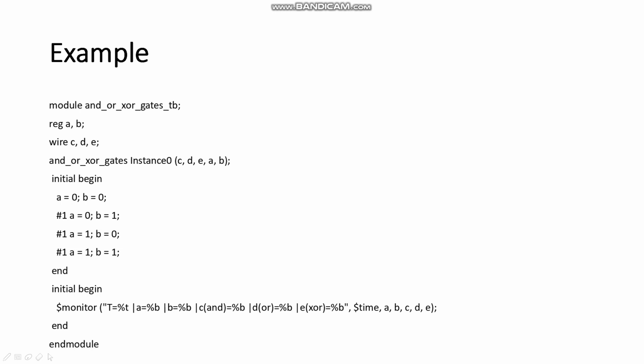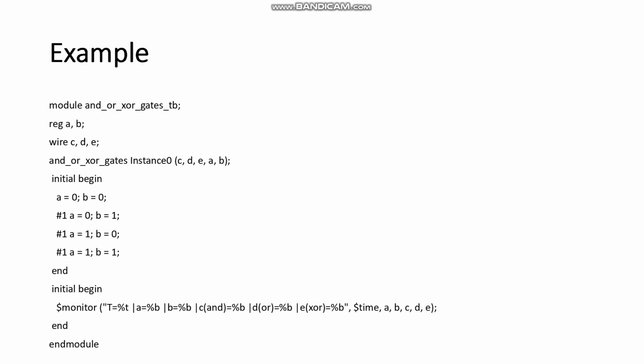Next, for displaying, I am writing another initial begin, displaying the outputs C, D and E, meaning the AND gate, OR gate and XOR gate inputs and outputs, along with the time. When you implement this code, you will easily get the output. Just write this code using Verilog software, and I already showed some examples in some videos. Just try this code for getting an idea.